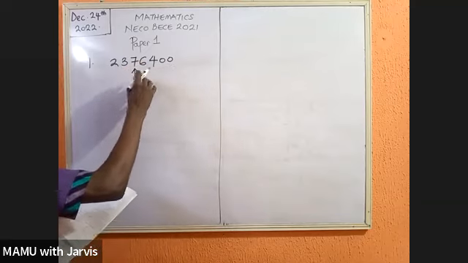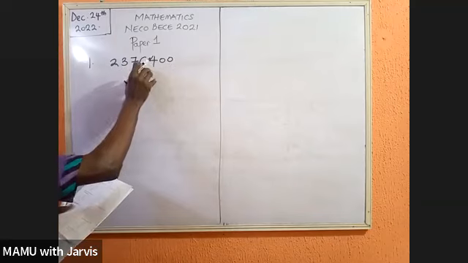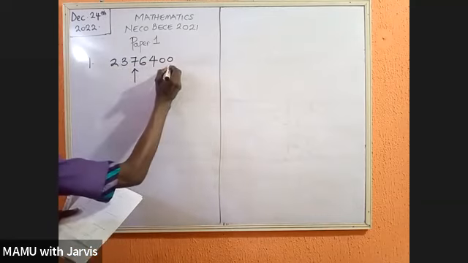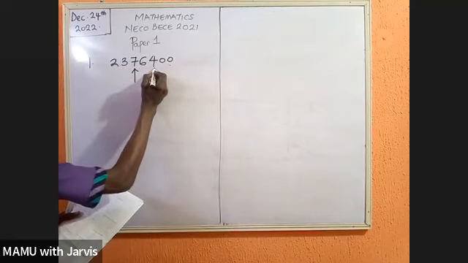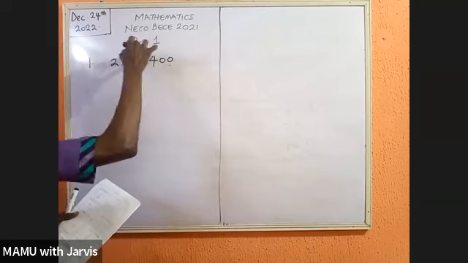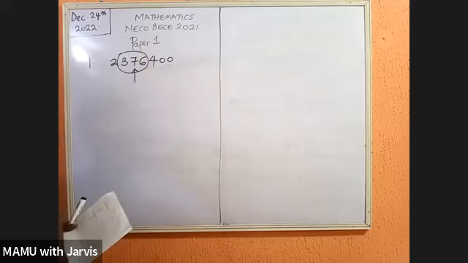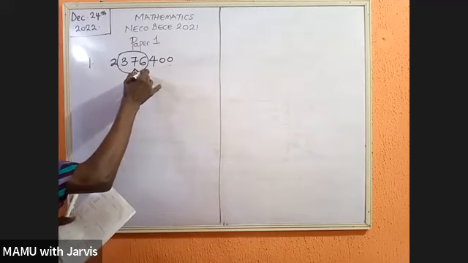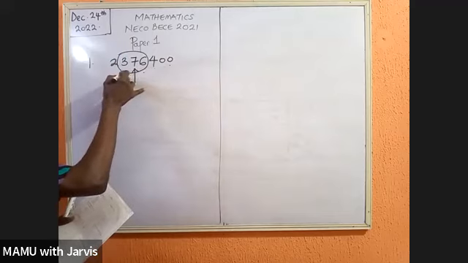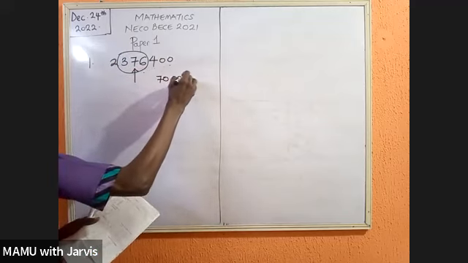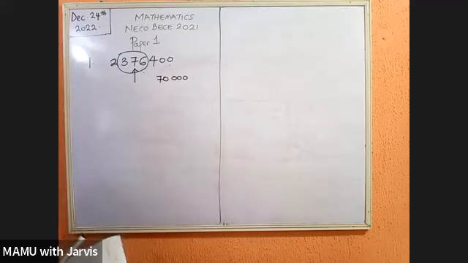What is the place value of 7 in this number? Look at the position of 7. This is units, this is 10, this is 100, this is 1,000. Technically speaking, we repeat cyclically: units, tens, 100. So this is units, 1,000, 10,000, 100,000. So this will be 10,000, and that will be 70,000. All right, that's for question number 1.